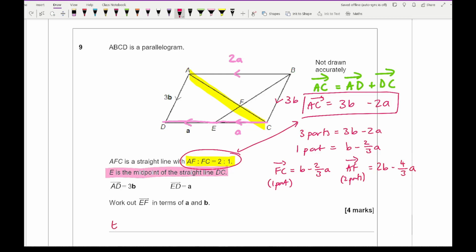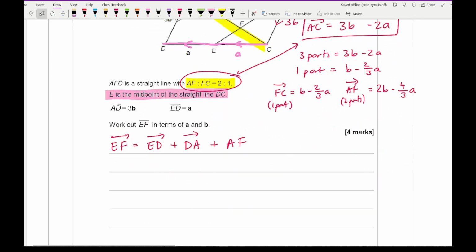Well, to get from E to F, I'm going to go E to D, and then I'm going to go from D to A, and then I'm going to go A to F. So then substituting each of those 3 in, so E to D I know is A, D to A is minus 3B, and A to F, which I've just worked out, is 2B minus 4/3A. So then all that's left for me to do is simplify all of these expressions.